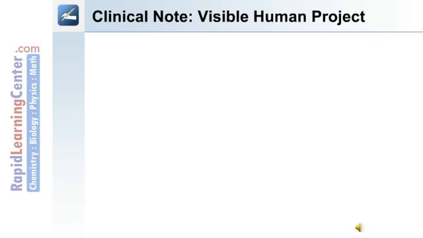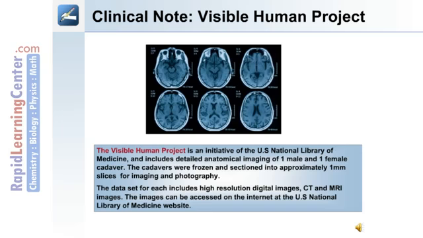The following is a clinical note of the Visible Human Project. The Visible Human Project was an initiative of the U.S. National Library of Medicine. It includes detailed anatomical imaging of one male and one female cadaver. These cadavers were frozen and sectioned into approximately 1 millimeter slices for imaging and photography. The data set for each includes high-resolution digital images, CT, and MRI images. The images can be accessed on the internet at the U.S. National Library of Medicine website.